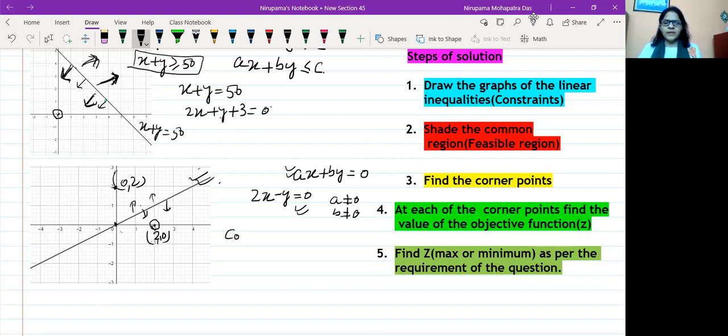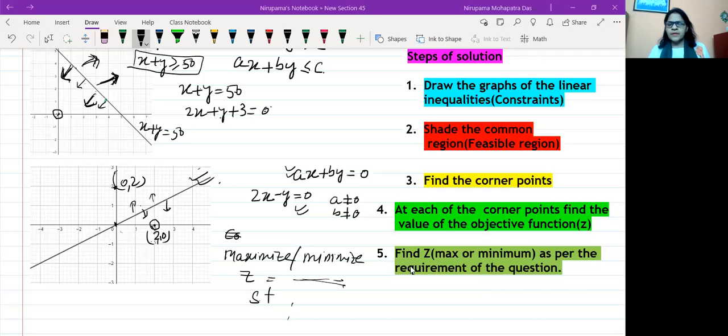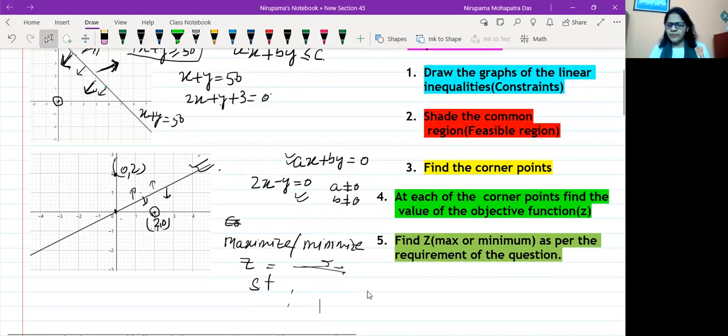You will be getting maximize or minimize z equal to something. Any function will be given to you subject to some constraints. The constraints will be in the form of linear inequalities. So here you see it will be in the form of linear constraints. Now in linear constraints you will be getting like this. So here you see what we need to do.